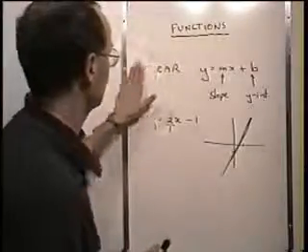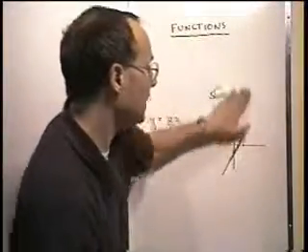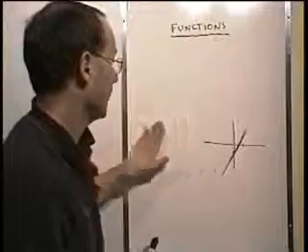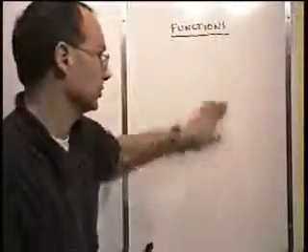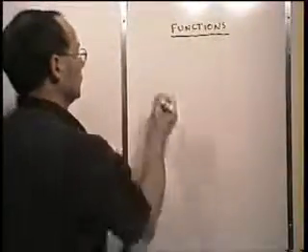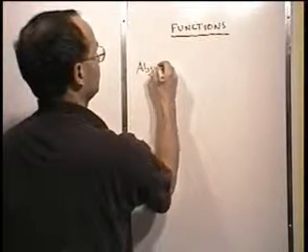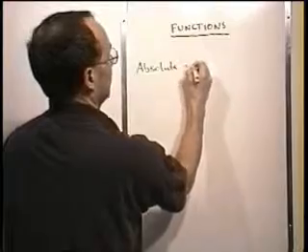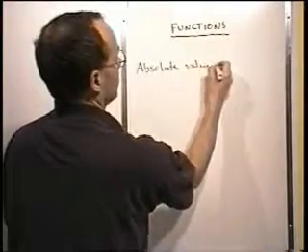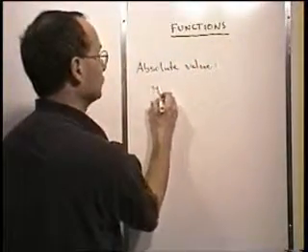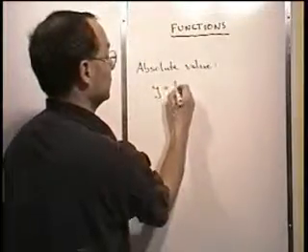The next function that I'm going to look at is perhaps not familiar to you. It's called the absolute value function. And it basically looks in its equation like this.